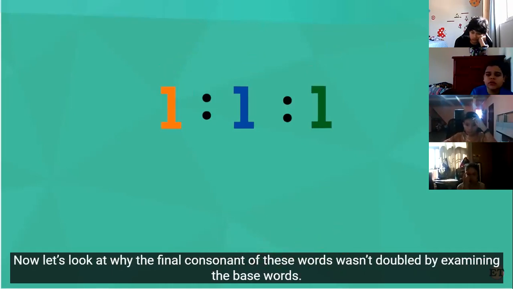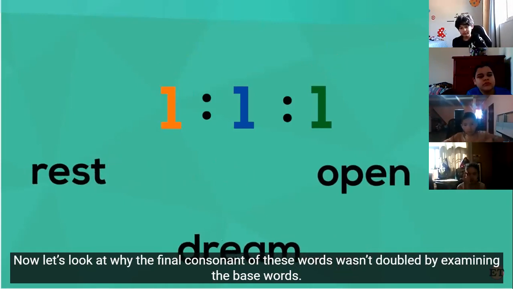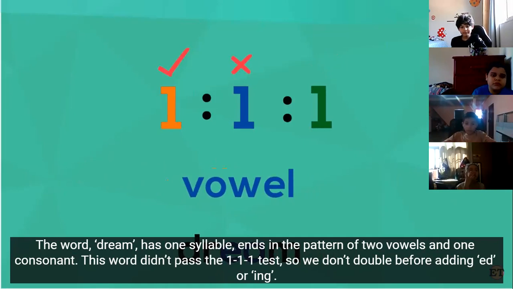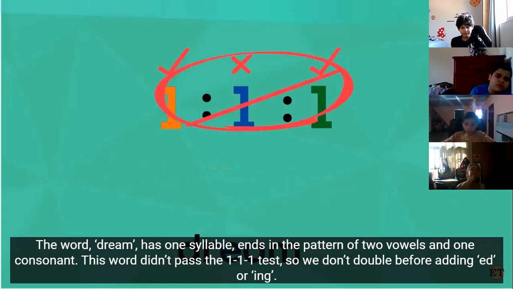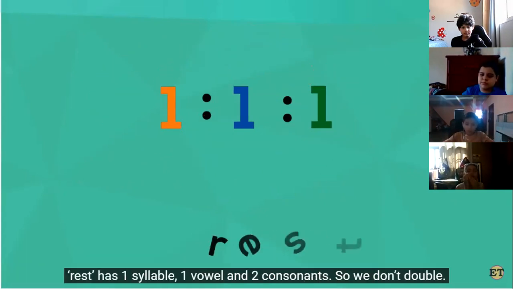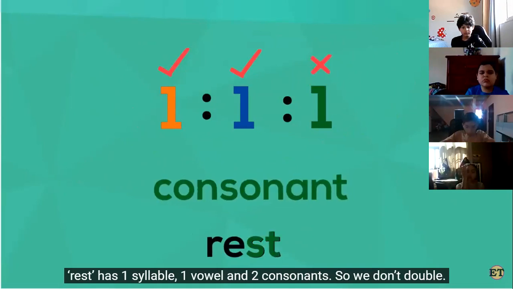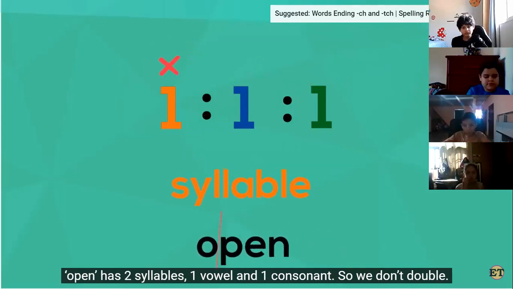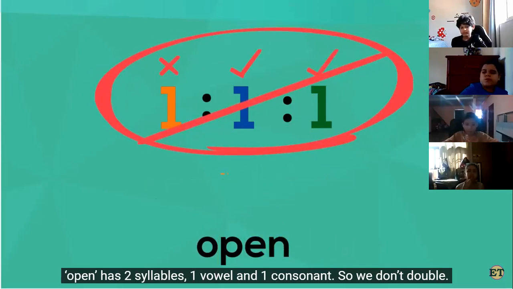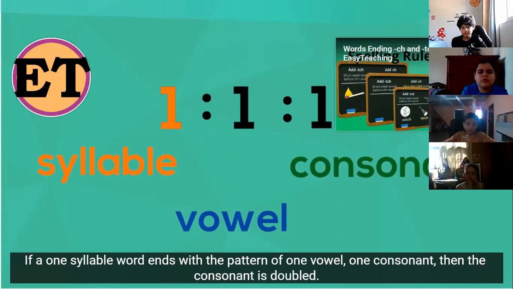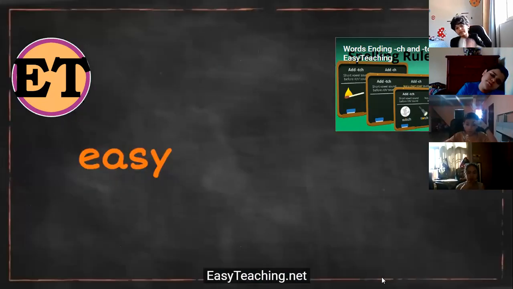Now let's look at why the final consonant of these words wasn't doubled by examining the base words. The word dream has one syllable and ends in the pattern of two vowels and one consonant. This word didn't pass the 1-1-1 test, so we don't double before adding ed or ing. Rest has one syllable, one vowel, and two consonants, so we don't double. Open has two syllables, one vowel, and one consonant, so we don't double. If a one-syllable word ends with a pattern of one vowel, one consonant, then the consonant is doubled. EasyTeaching.net.